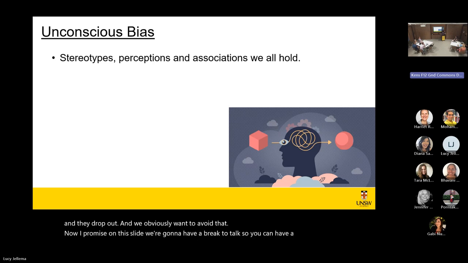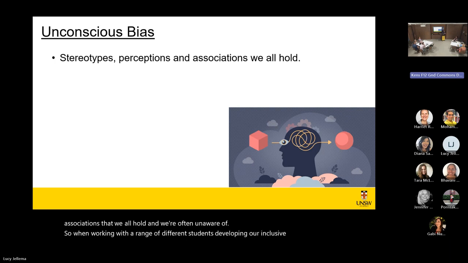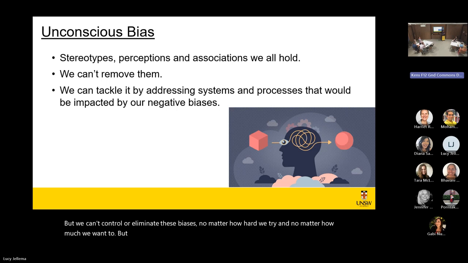Now, unconscious bias is a mixture of stereotypes, perceptions, and associations that we all hold and we're often unaware of. So when working with a range of different students, developing our inclusive teaching pedagogy, it's something we need to keep in mind. But we can't control or eliminate these biases, no matter how hard we try, no matter how much we want to, but we can identify which parts of our decision-making are likely to be impacted by negative biases and put measures in place to interrupt or to block them.